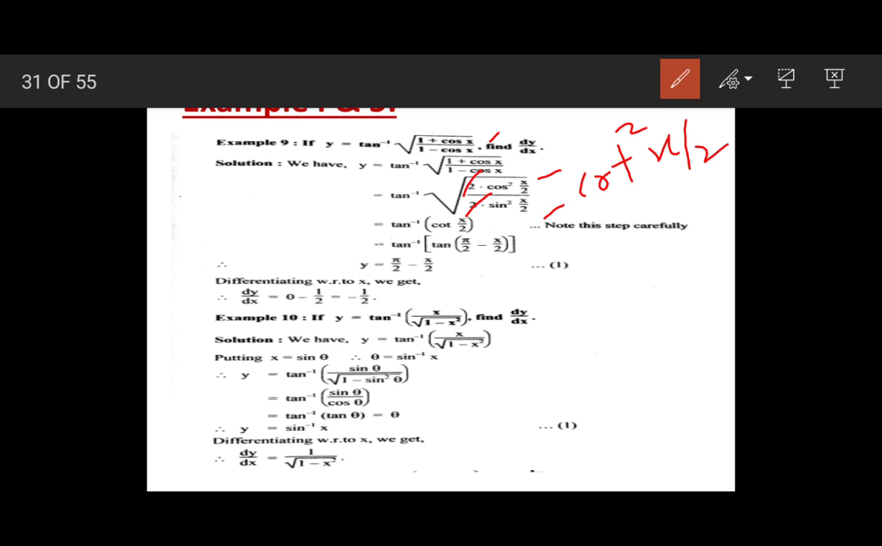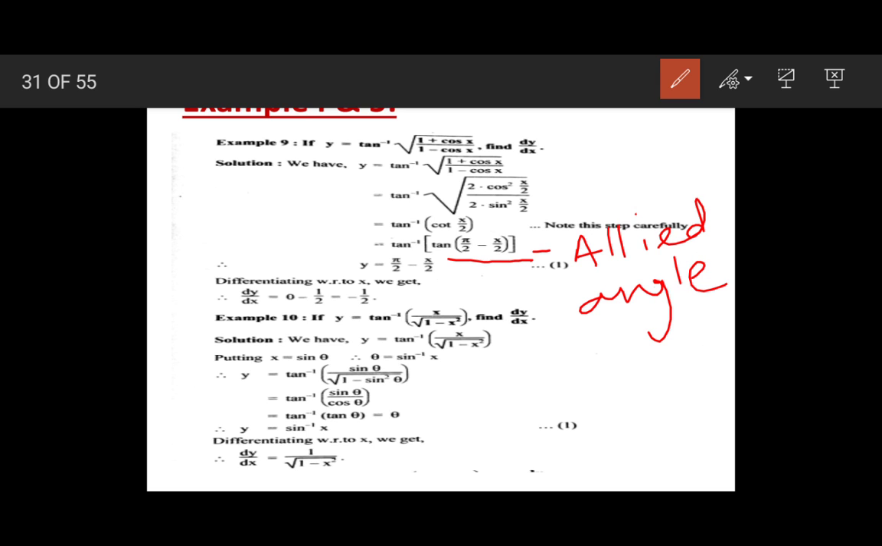Then root of cot square x upon 2, so root and square cancel, so that is equal to simply cot x upon 2. Now this cot x upon 2 can be written as tan of pi upon 2 minus x upon 2. This is what? This is the allied angle formula. Okay, by using the allied angle we get cot x upon 2 as tan of pi upon 2 minus x upon 2. Now tan inverse and tan cancel, so that is simply equal to pi upon 2 minus x upon 2. So finally what I am getting? I am getting y as pi upon 2 minus x upon 2.